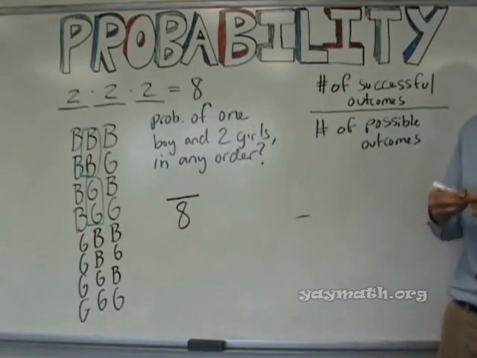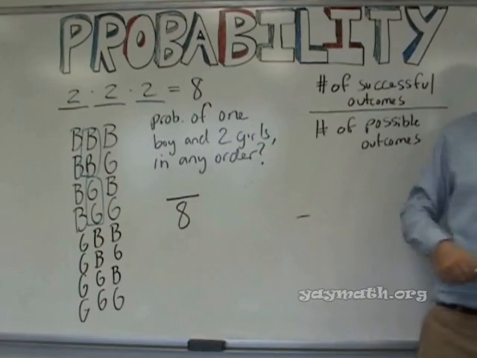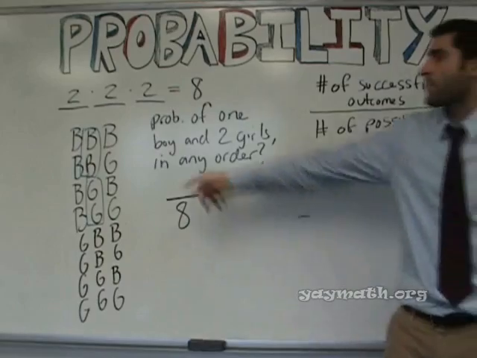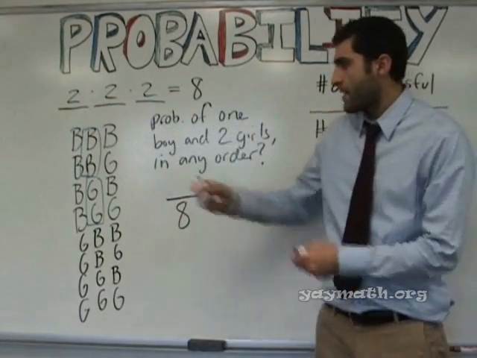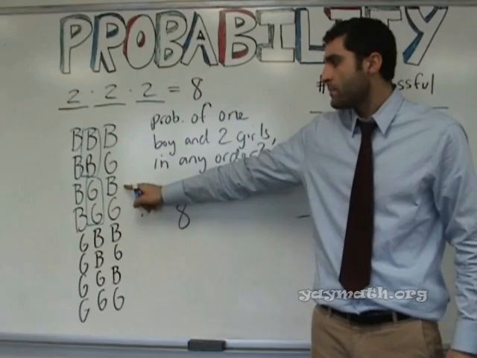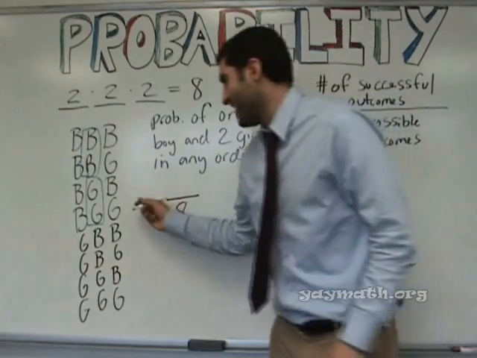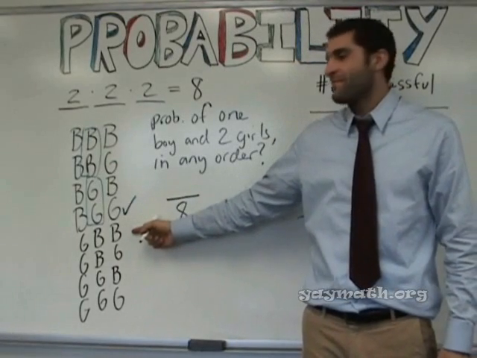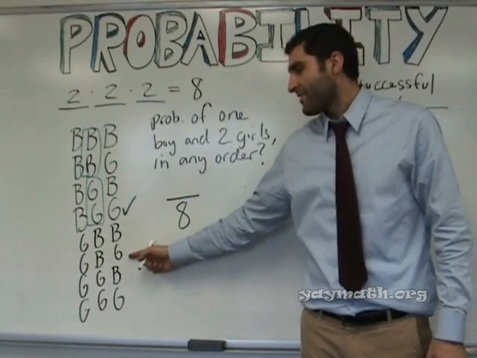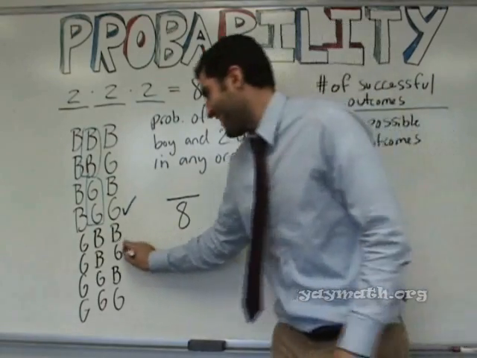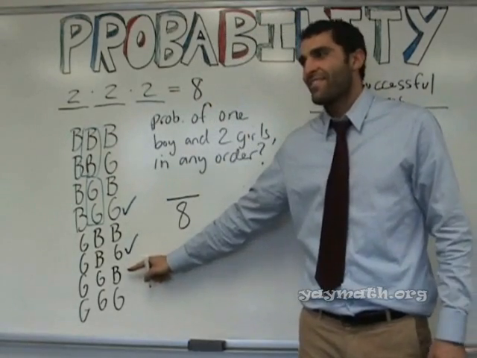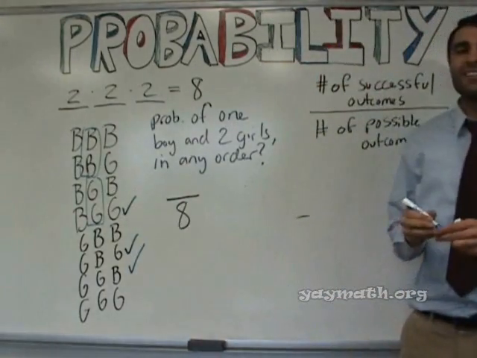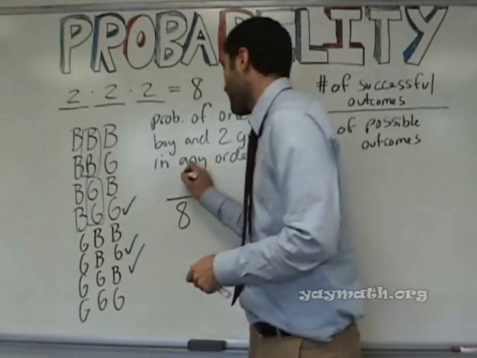Okay, so we know 8, because there's 8 total scenarios. And now all we have to do is count. Let's find out. 1 boy and 2 girls. Is that one? No. Is that one? Yay! Cheer when we get there. Is that one? No. Is that one? Yes. Yay! Is that one? Yeah. Yay! So how many? 3 out of 8. That's the answer.